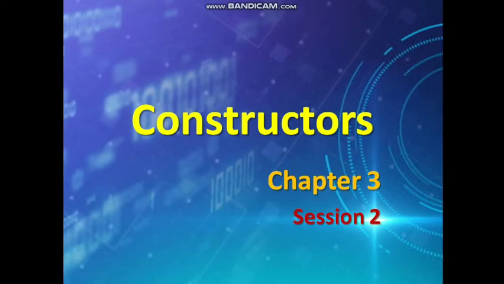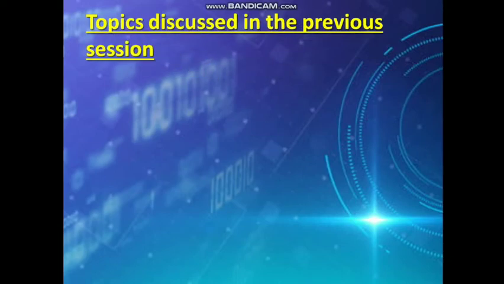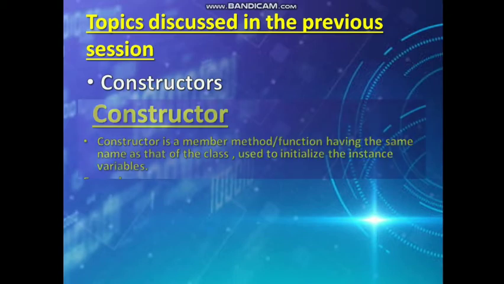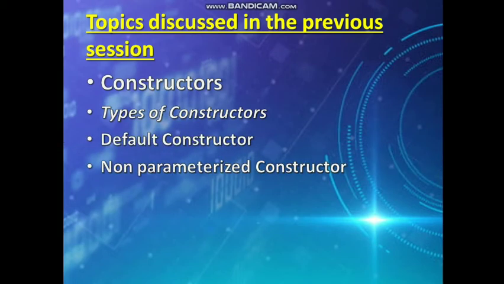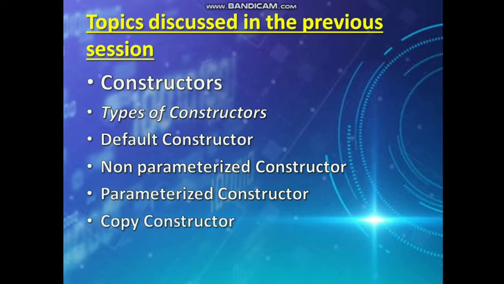In this session also we will be continuing with our chapter 3, that is constructors. Before we start with today's session, let us see what were the topics we discussed in the previous session. Initially we started with constructors, and constructors were the member methods having the same name as that of the class, and they are used to initialize the instance variables of the objects. Then we discussed the types of constructors: default constructor, non-parameterized constructor, parameterized constructors, and copy constructors.